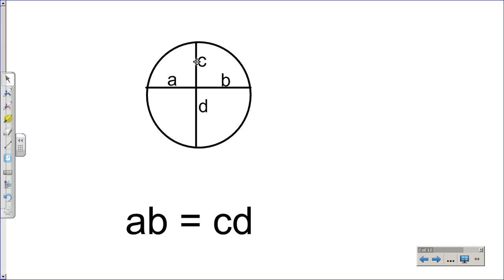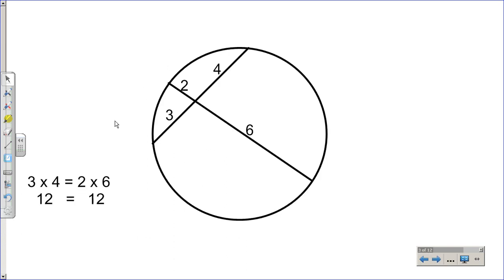If you have two chords inside of a circle, then you say part times part equals part times part. So it's like A times B equals C times D. It's just this part of the segment and this part, if I multiply them together, will equal these two multiplied together. Let's watch how it works.